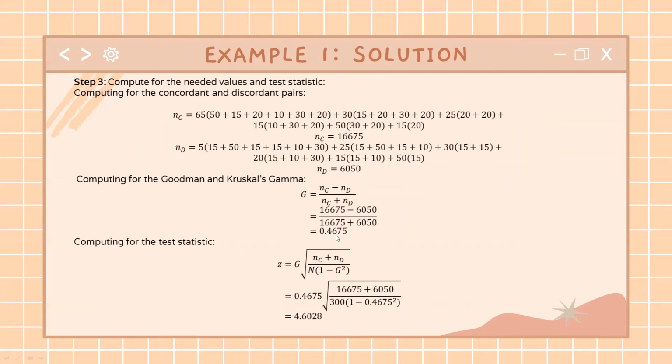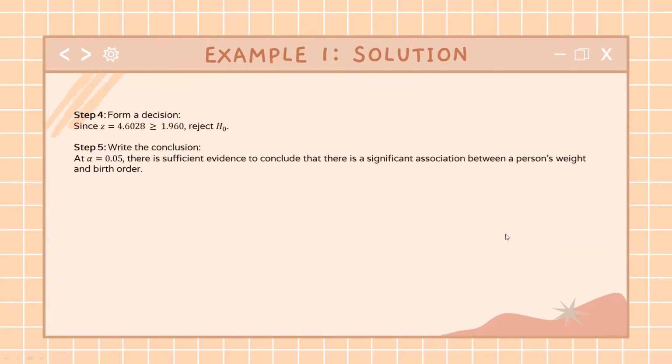So we get 0.4675. Note that the value of G is positive since the number of concordant pairs is greater than the number of discordant pairs. And since G is positive, it suggests that the higher the rank of a person's weight category, the higher the rank of the person's birth order category. Next, compute for the test statistic. We just plug in the values into the formula for the test statistic. We get 4.6028.